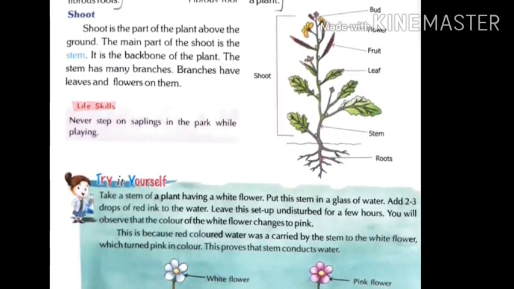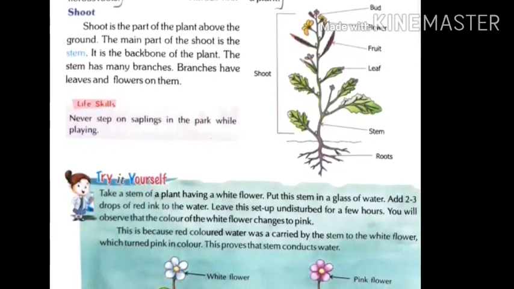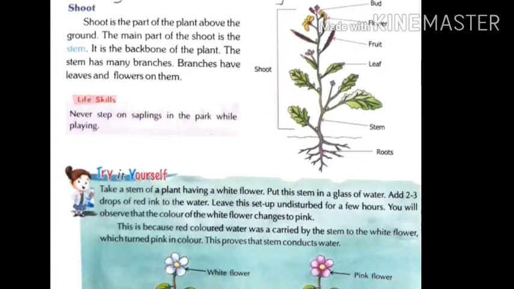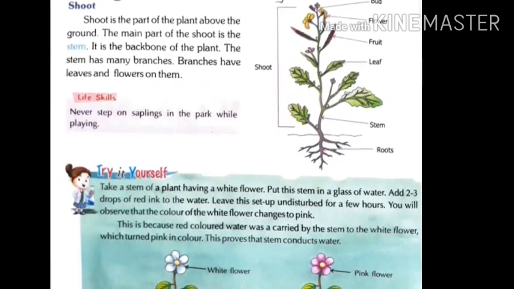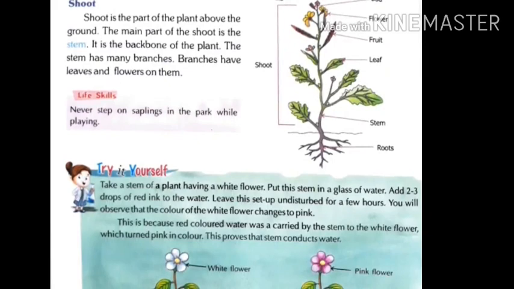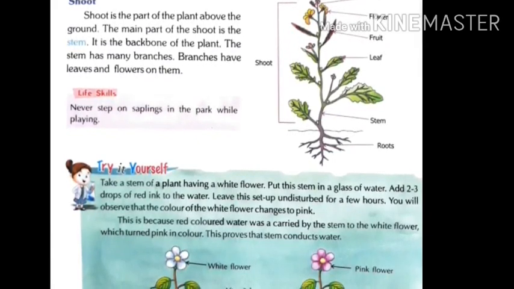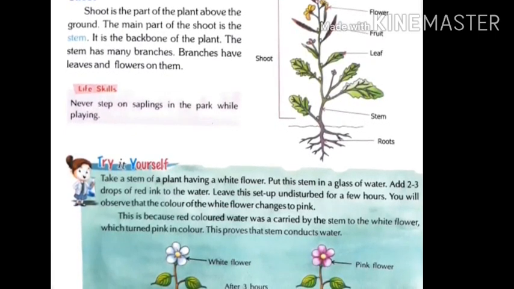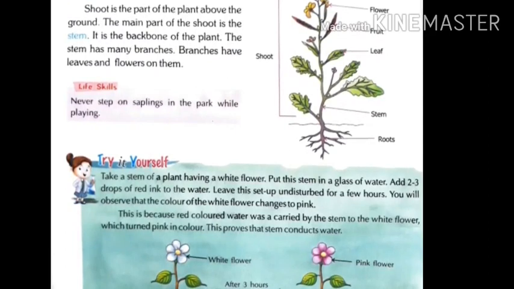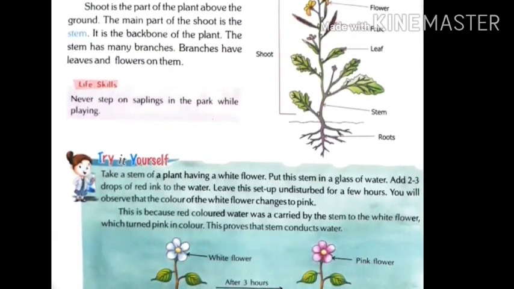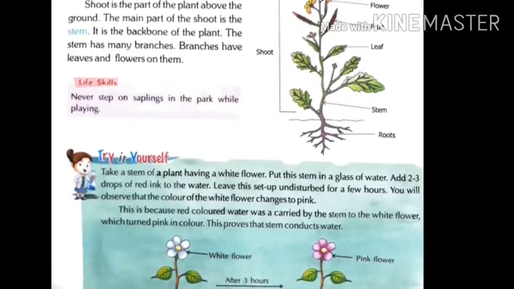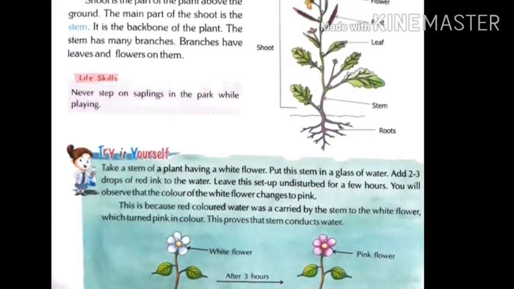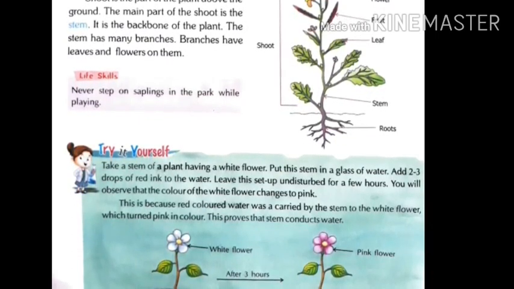The stem supports flowers and leaves on it. The stem conducts water and minerals absorbed by the root to different parts of the plant. It also conducts the food prepared by the leaves to different parts of a plant. Now the stem, what is the work of the stem? The water and the minerals which are absorbed by the roots, the stem conducts that water and mineral to the different parts of the plant, and also the food prepared by the leaves to the different parts of the plant.